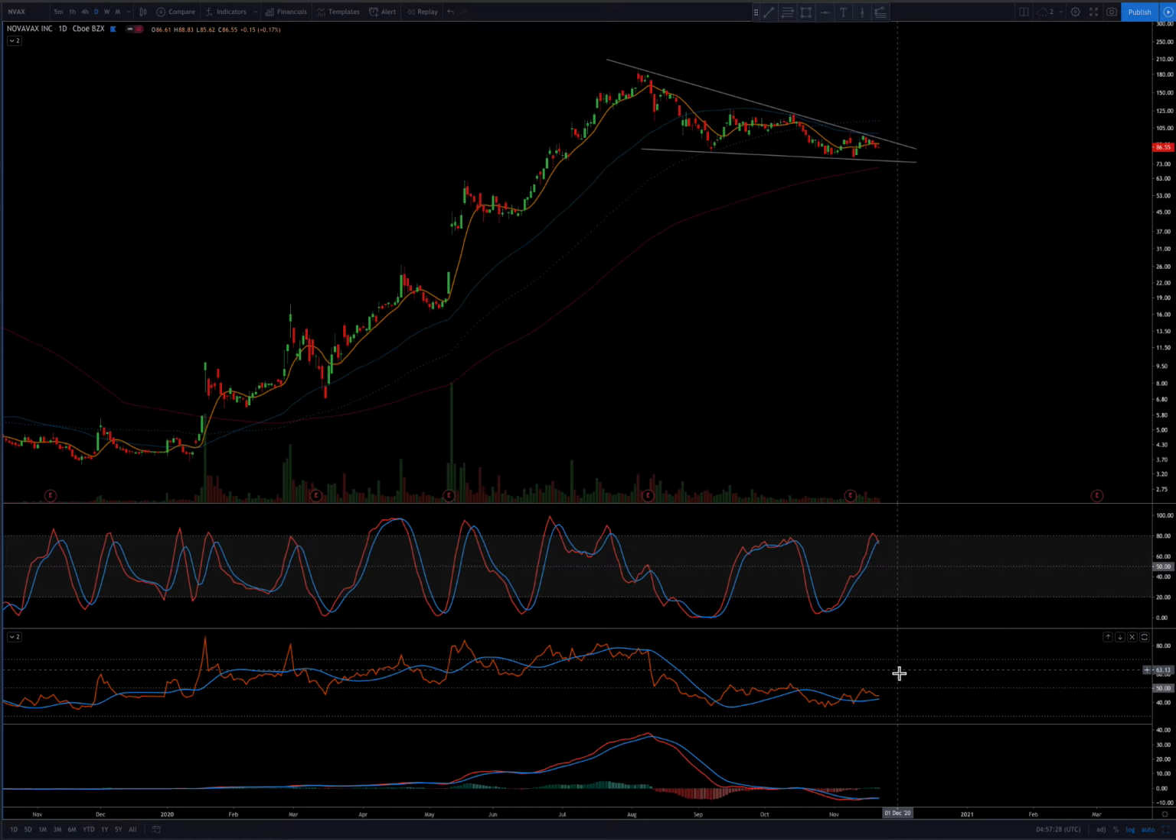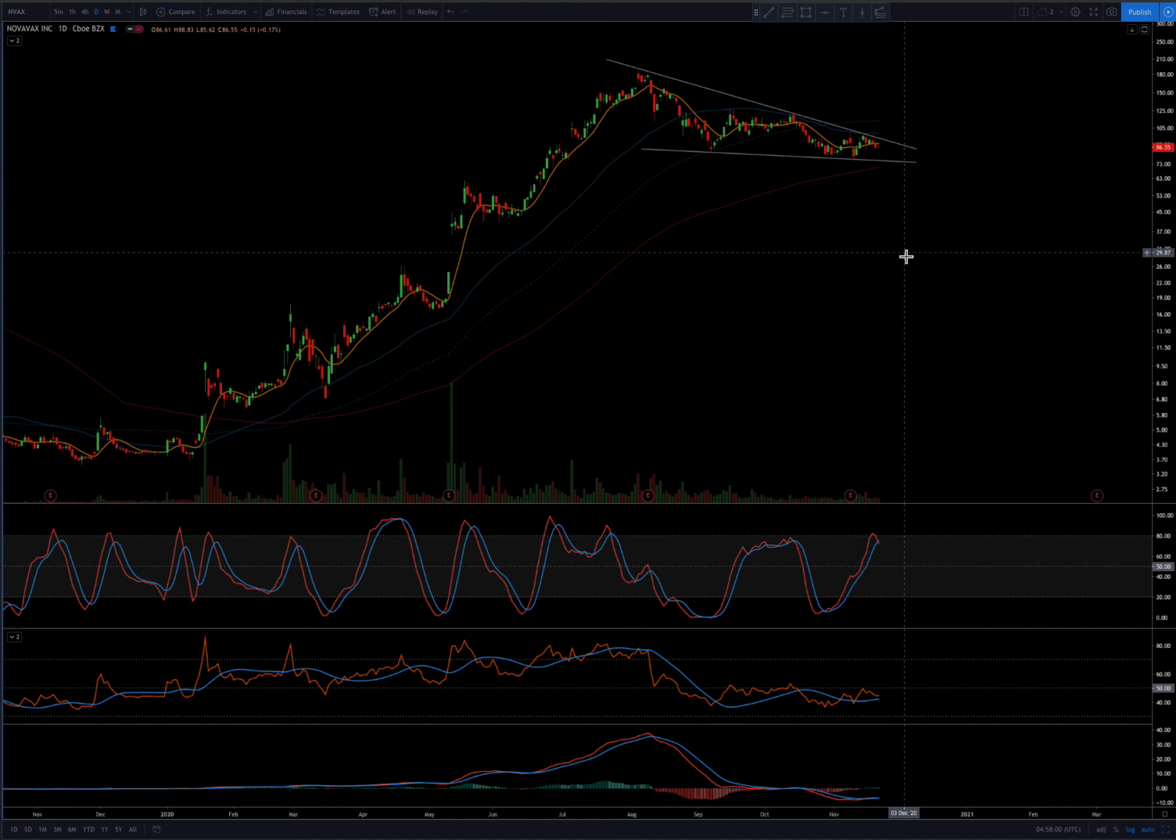Let's go down below and look at our RSI, which is below the 50. So we want that RSI above 50 before we take a position. And below that is the MACD, which is below the zero, which is bearish. However, the histogram has turned slightly green, which is a good indication that price may reverse fairly soon.